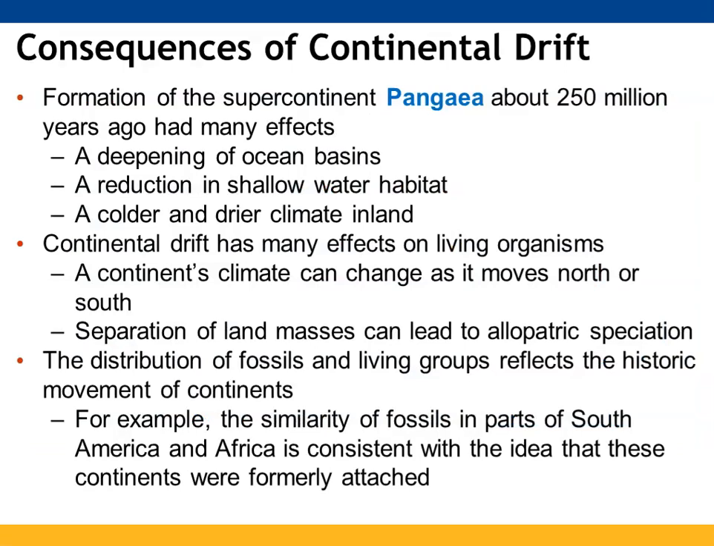Some issues with continental drift. The supercontinent Pangaea that formed about 250 million years ago led to a deepening of the ocean basins, a reduction in shallow water habitats, and a colder and drier inland climate. Consider how that can impact living organisms. The climate can change depending on the continent, whether you are in the northern area or the southern area.